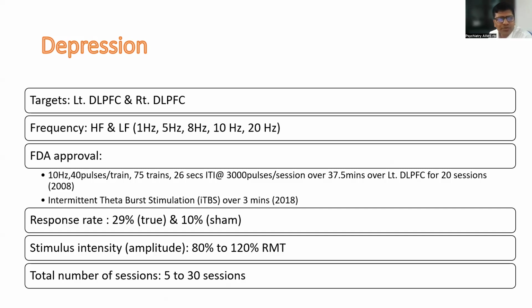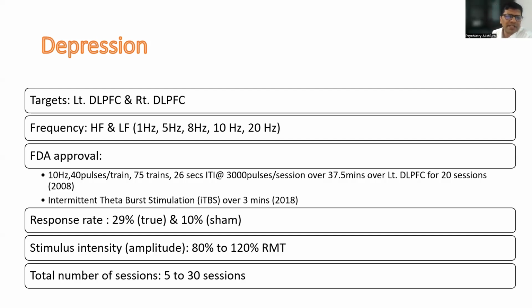The commonly used high frequencies are 8 Hz, 10 Hz, 20 Hz. Among these three, 10 Hz is the most commonly used. It was approved by the US FDA in 2008. 10 Hz frequency, 40 pulses in a train, 75 trains, total of 3000 pulses, 26 second intertrain interval. So it is a 37.5 minute protocol, and it needs to be repeated over 20 days for 20 sessions.